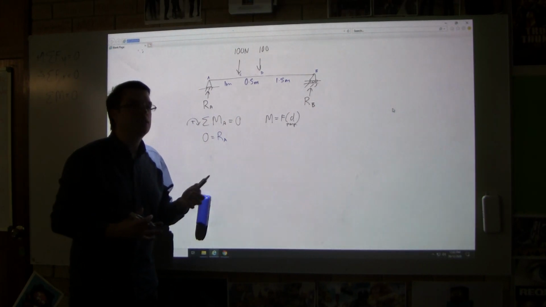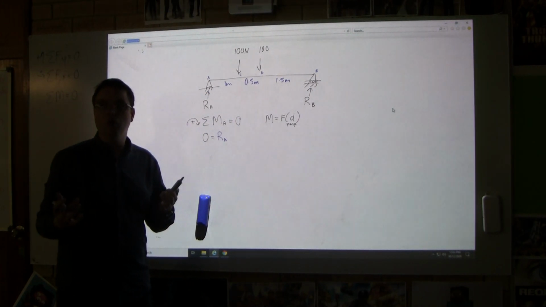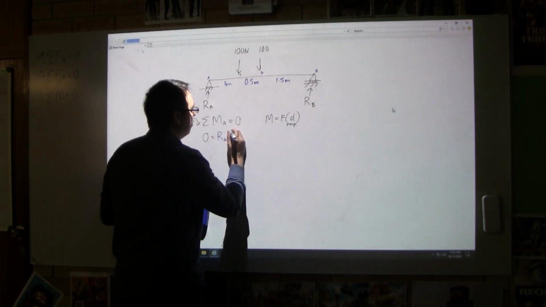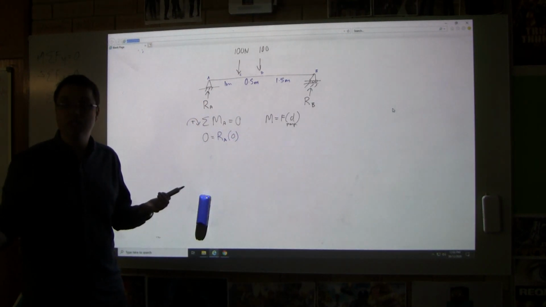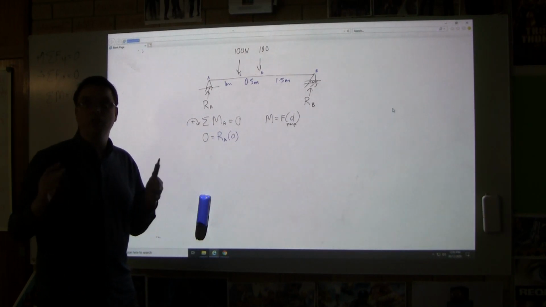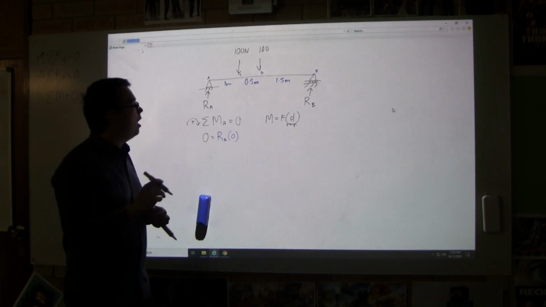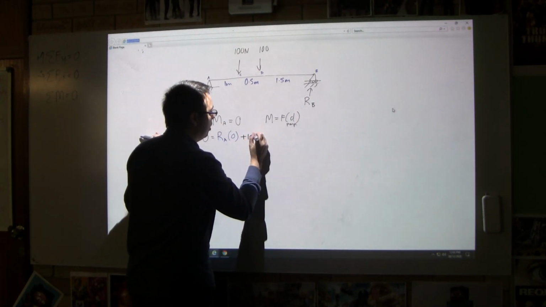Well, what's its distance? The distance of this force from point A, what is that distance? 0. Okay, well, when I multiply RA times 0, what happens? 0. It just becomes 0. So we can ignore it. And I write that in blue to say I have ignored this. Okay, then I have plus 100 times 1.